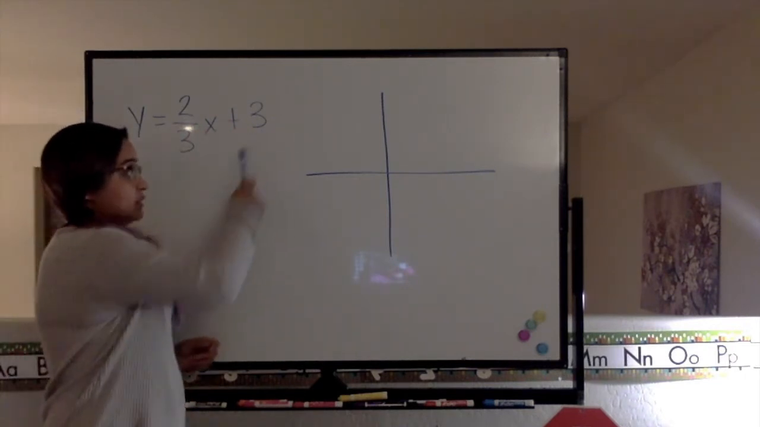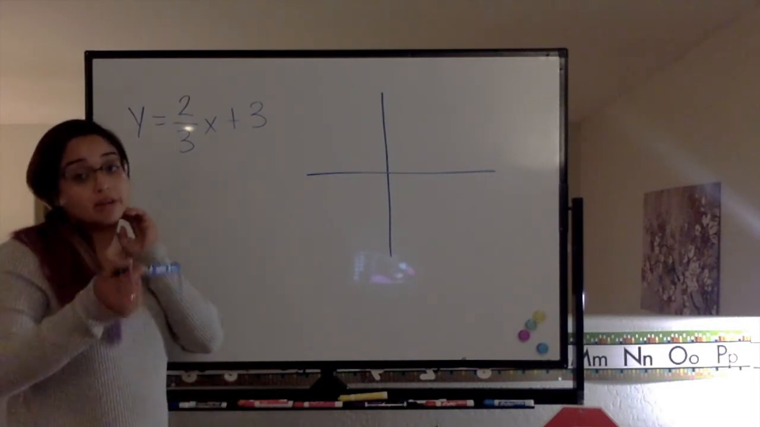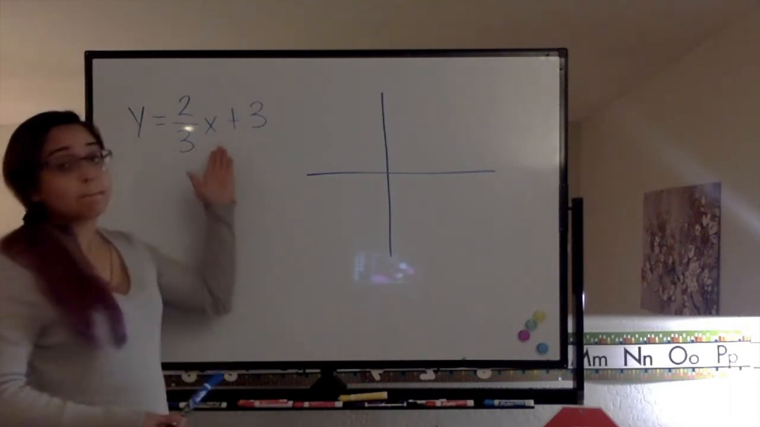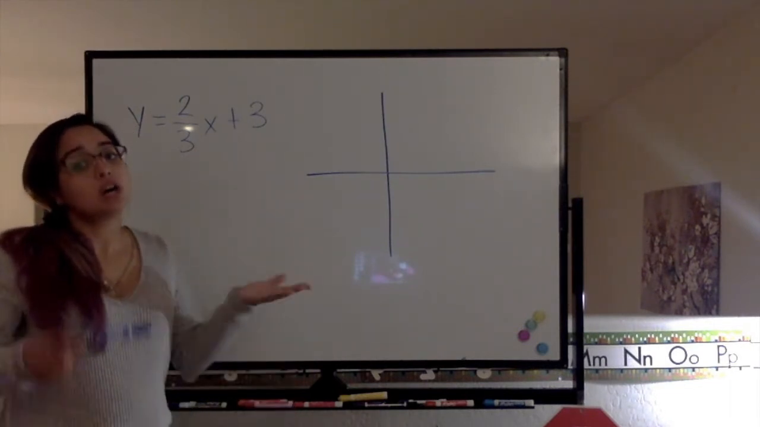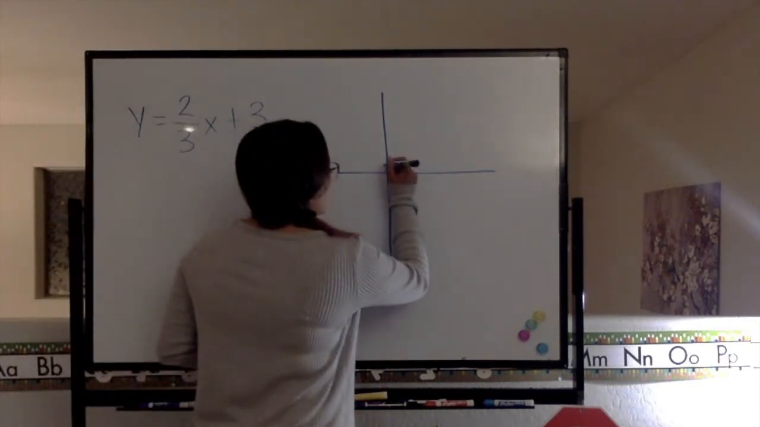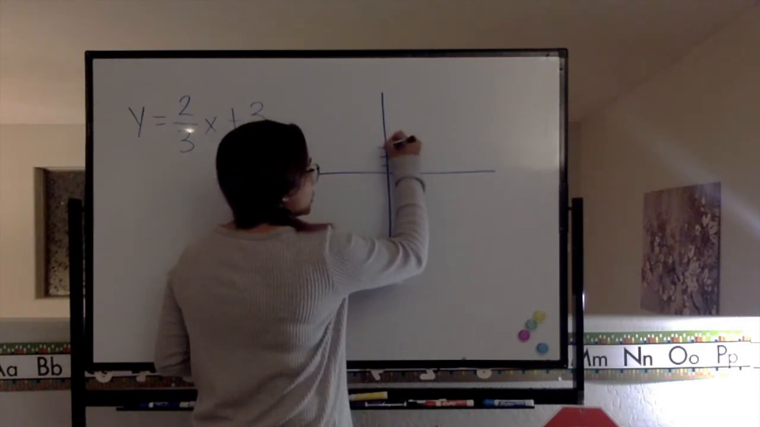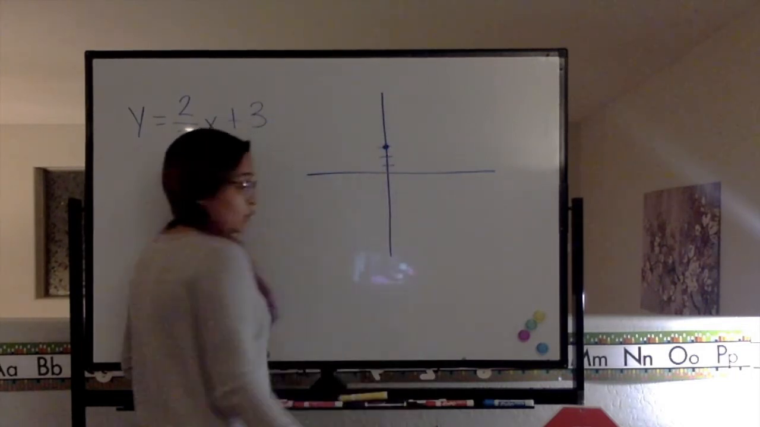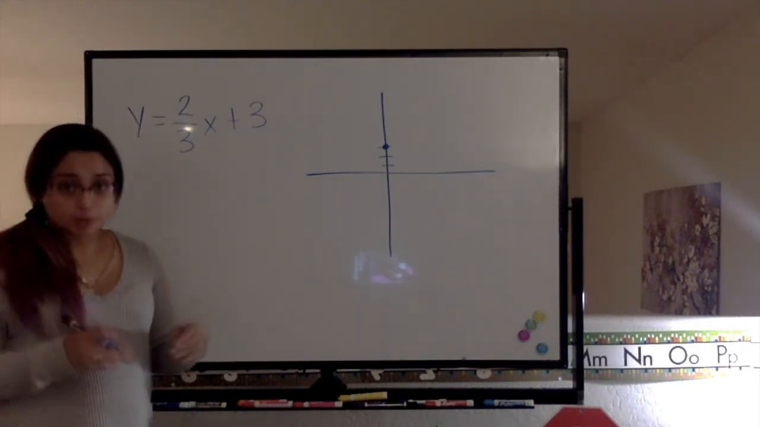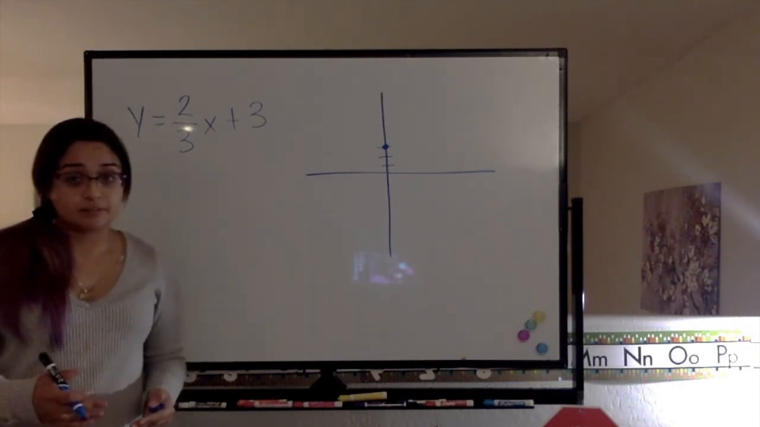Our first elevator is going to tell us how to move vertically. Remember, you go up and down an elevator. So it's going to be plus 3, meaning we're going to go up 3 floors, okay? So 1, 2, 3, and that is our first point, okay?